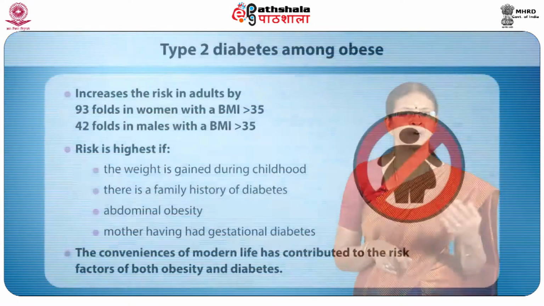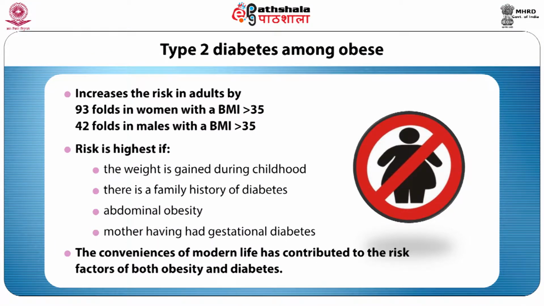Should we not know the risk of type 2 diabetes among obese? Obesity increases the risk of type 2 diabetes in adults. If BMI is more than 35, up to 93-fold in women and up to 42-fold in males. With the significant increase in childhood obesity, up to 40% depending on ethnicity now have type 2 diabetes. If the weight is gained during childhood, family history of diabetes, abdominal obesity, or mother having had gestational diabetes, the risk of getting type 2 diabetes is highest.